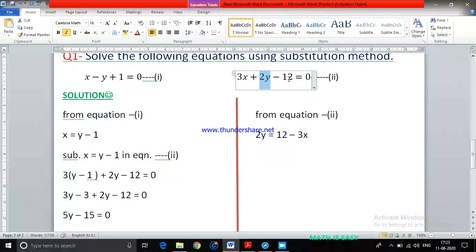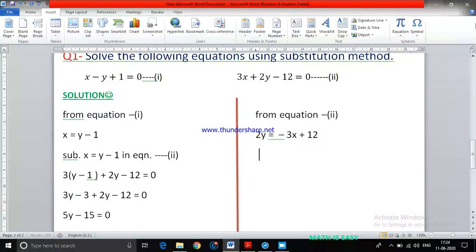Just I am keeping this 2y here and sending both the terms. This minus 12 will become plus 12, and plus 3x will go as minus 3x. So you may write this as minus 3x plus 12. Both will be the same only, okay? So nothing to worry. So then I'll get, let me insert the equation here.